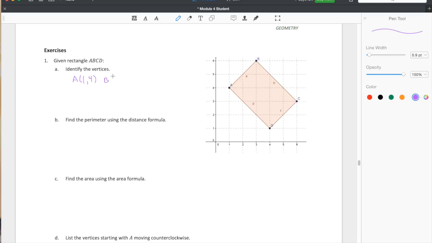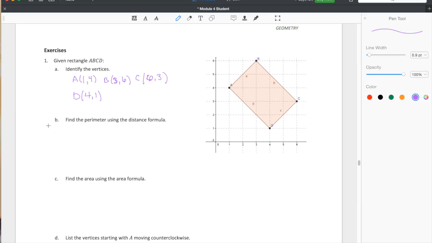B is 3, 6. C is 6, 3. And D is 4, 1. Great. Now they want us to find the perimeter using the distance formula.